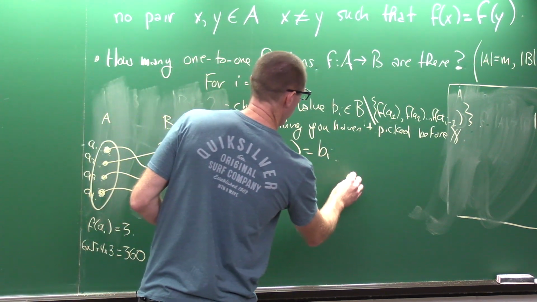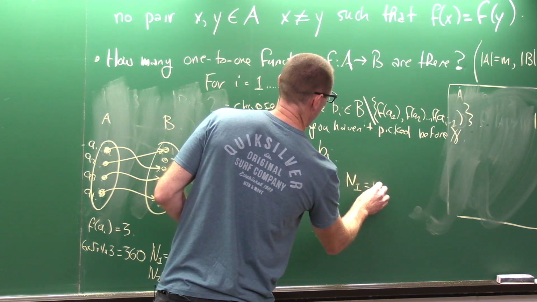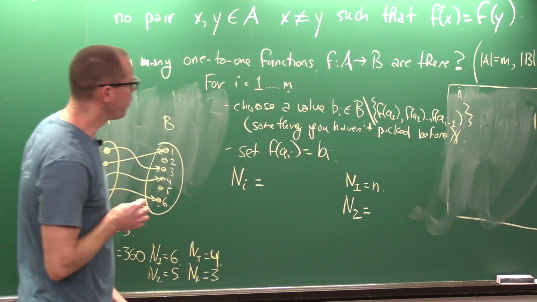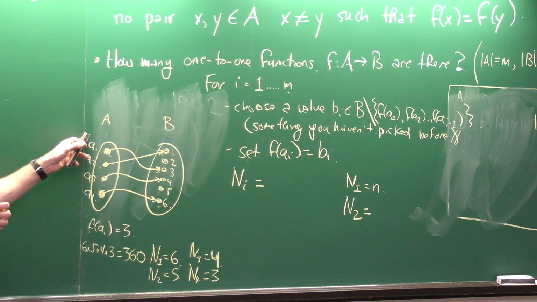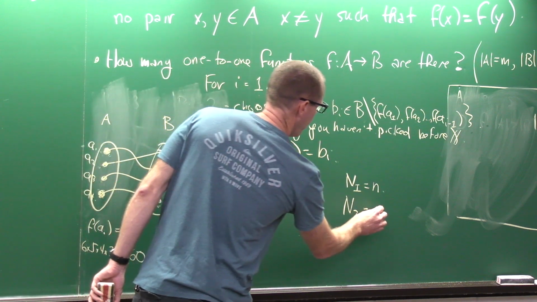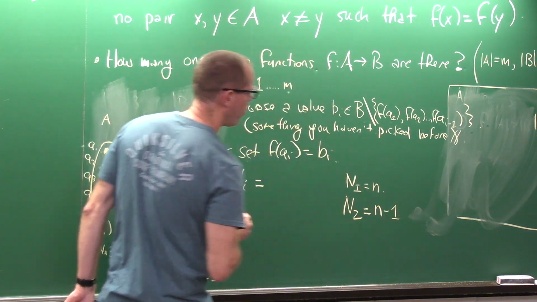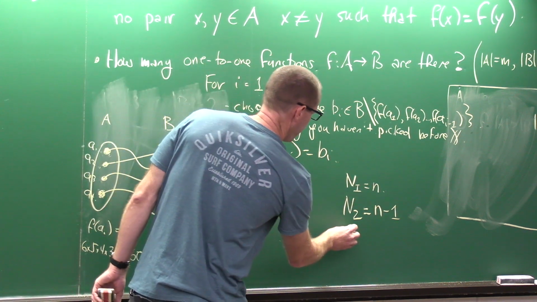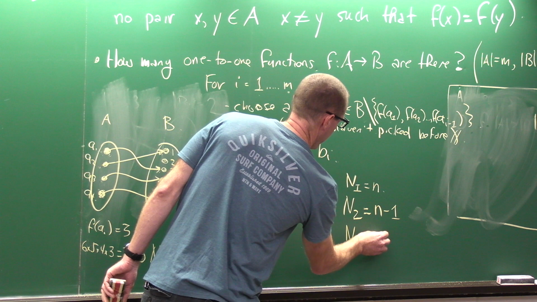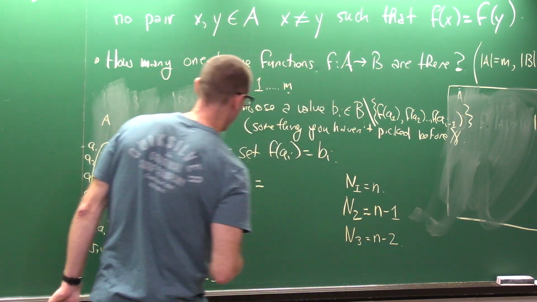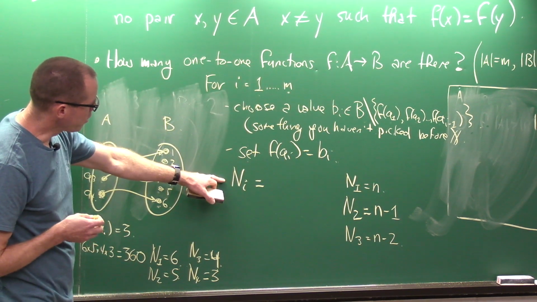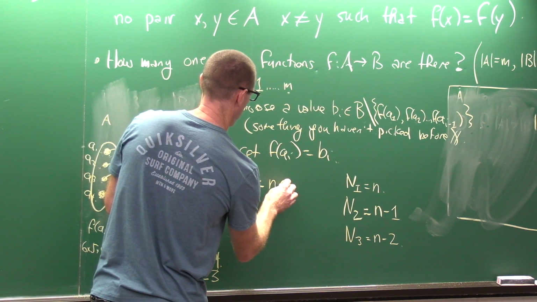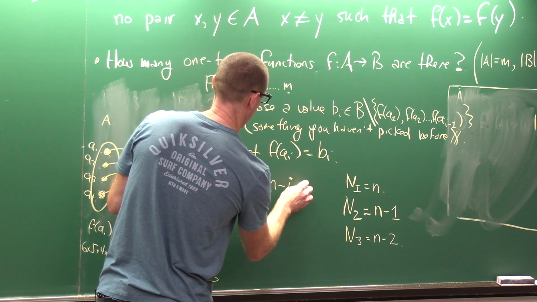Let's write that down. For n2, well, one of the elements in B was chosen in the previous step, so we only have n minus 1 ways to pick that. And for n3, we have n minus 2. So we can see the pattern now, that n_i is n minus i plus 1.